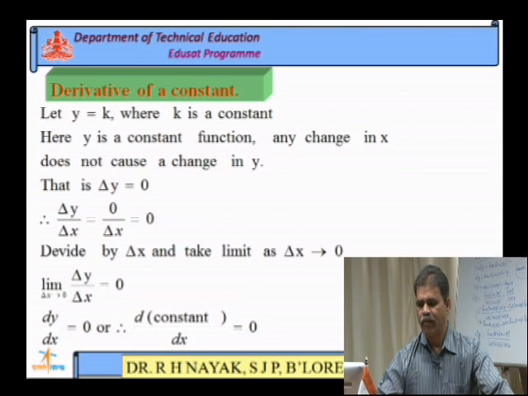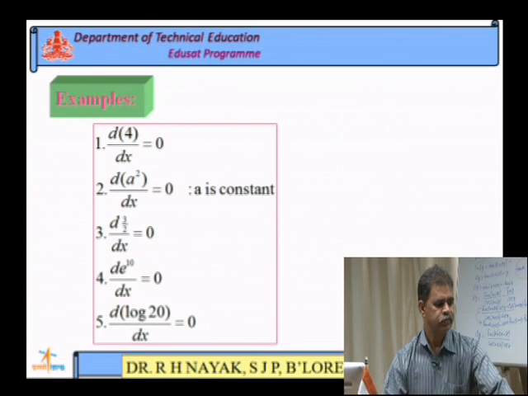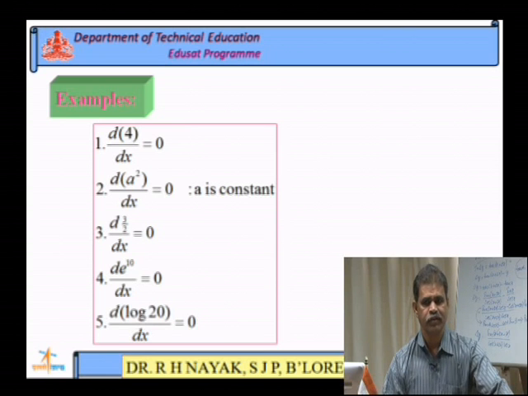X is not there at the right hand side. Therefore, as there is a change in x, there will be no change in y. Hence, dy by dx is equal to what? 0 by anything is 0. If I take the limit, therefore differentiation of any constant is always 0. You see the examples. What are the constants? Without x term, they are treated as constant. Differentiation of a constant is 0.